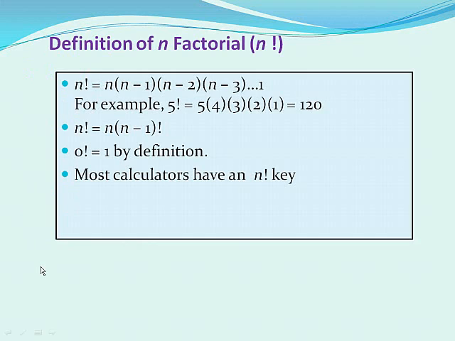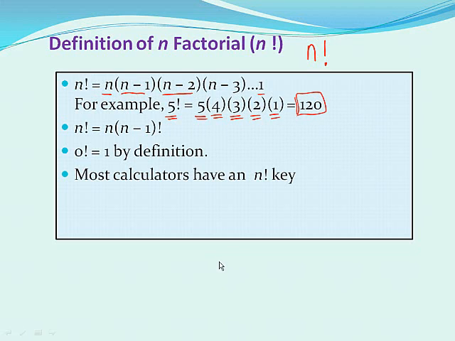Definition of n factorial. N factorial is equal to n multiplied with n minus 1 multiplied with n minus 2, and so on all the way up to 1. Here is an example. 5 factorial is the same as the product of 5, 4, 3, 2 and 1. When we multiply them all, we will get 120.